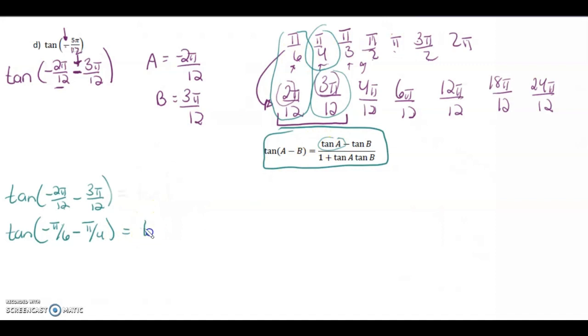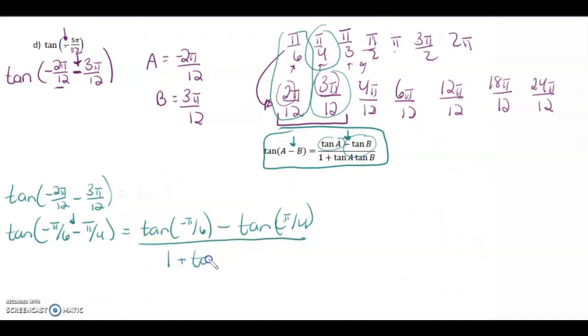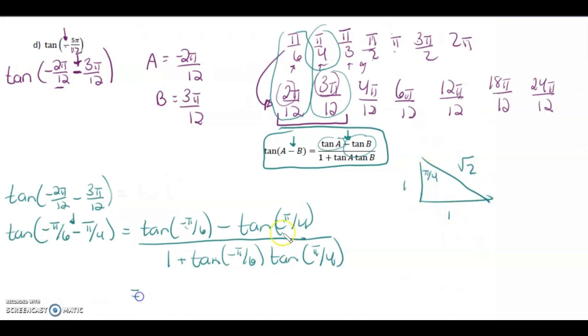So tan A, so we have tan of negative pi by 6 minus tan B, so tan of pi by 4. And that one's normal because this negative sign is already built into the equation, right? We did the subtraction. Okay, all over 1 plus tan A. So it repeats here, negative pi by 6, and then tan B, which is tan pi by 4. And then I would be going to the side of my paper and saying, okay, pi by 4 is going to be the 1, 1, root 2.